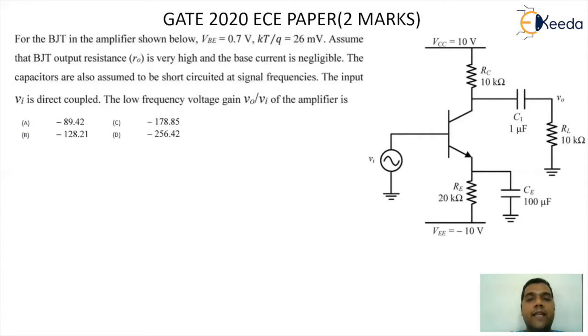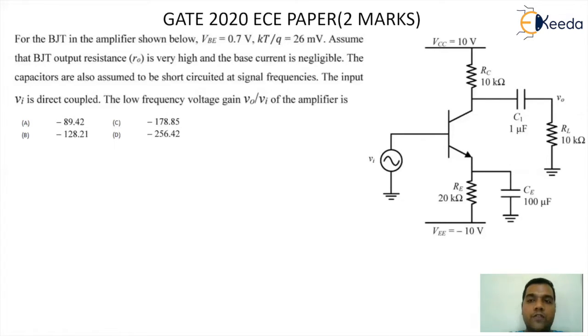So how do we go for that gain calculation at low frequency? For that, we need to have a look at the circuitry. If you look at the circuitry carefully, you can see a transistor with collector, base, and emitter. The input voltage source VI is directly connected to the base terminal. At the emitter, we have a resistance RE of 20 kilo ohm and a bypass capacitor of 100 microfarad. At the collector, we have resistance RC of 10 kilo ohm, followed by a coupling capacitor C1 of 1 microfarad, and then the load of 10 kilo ohm.